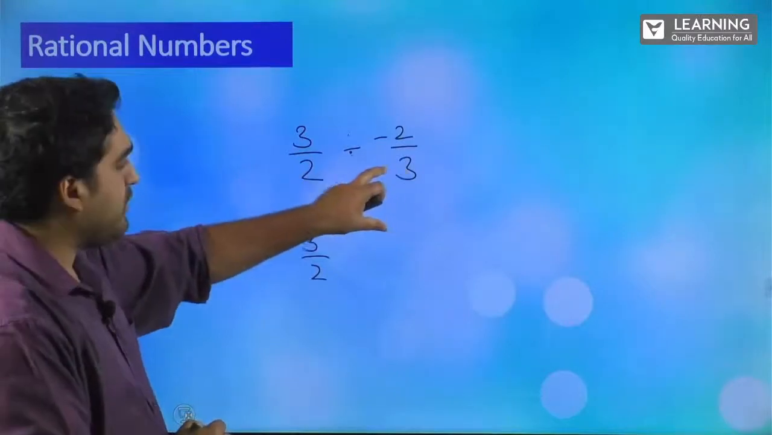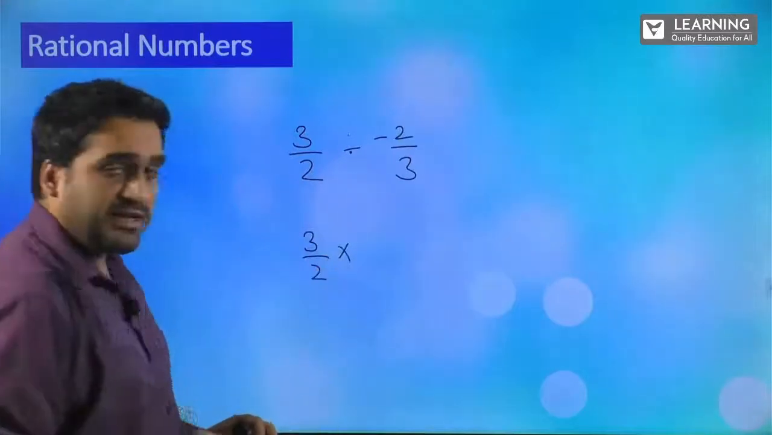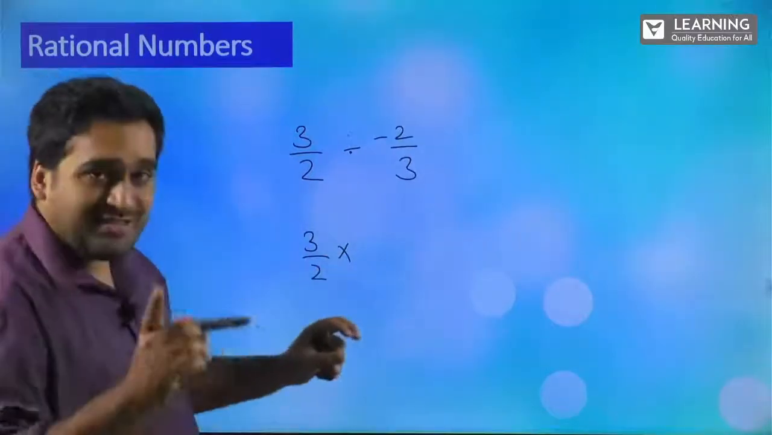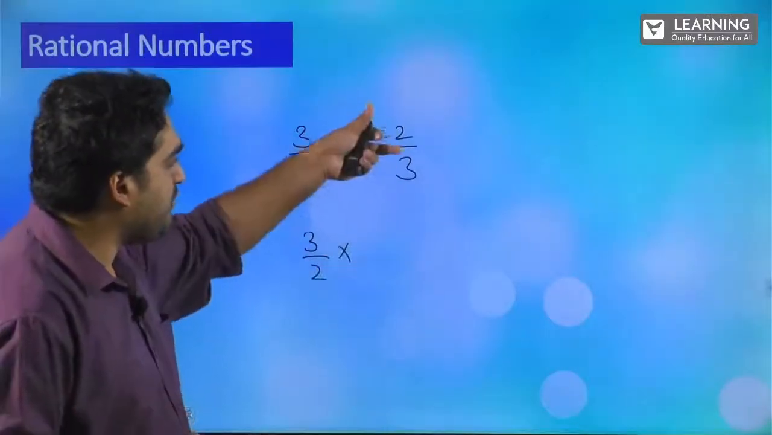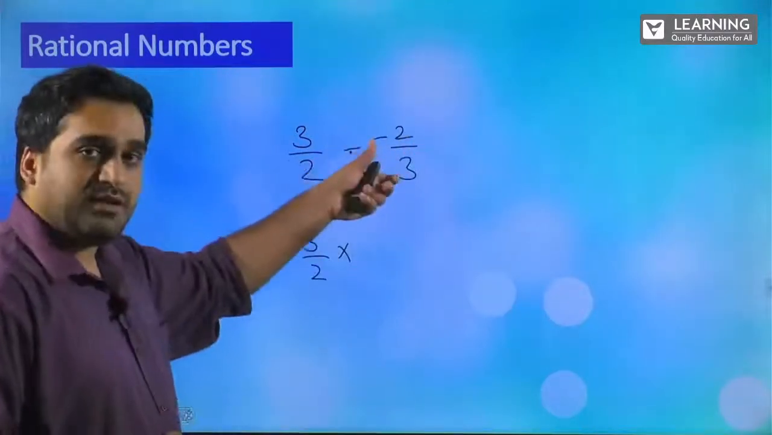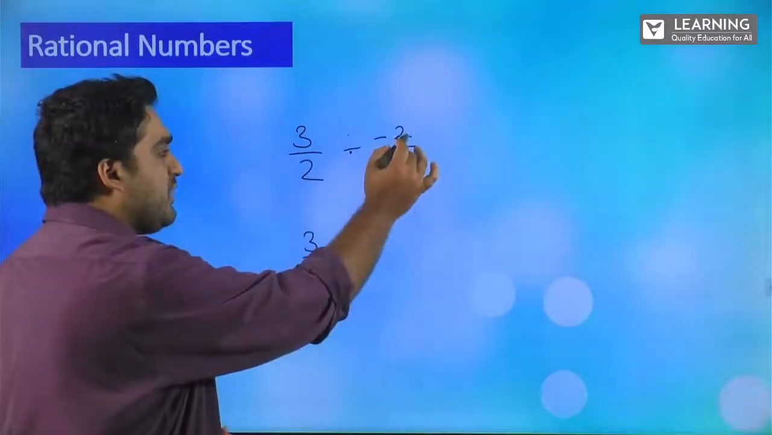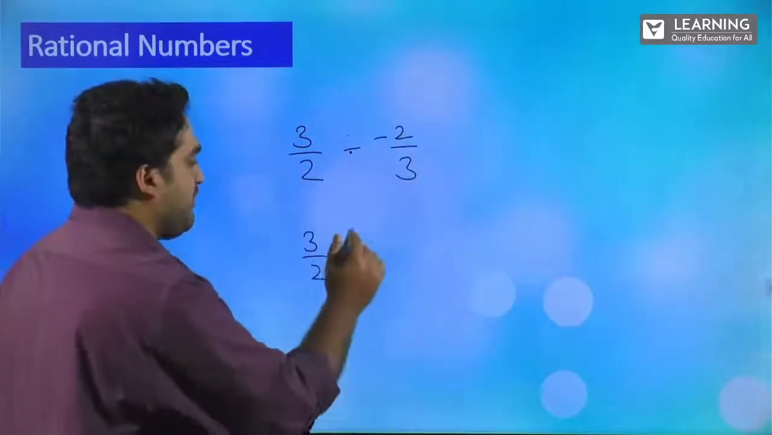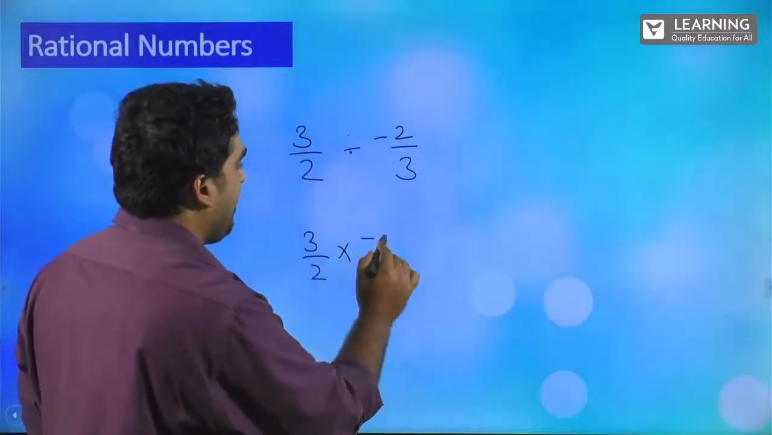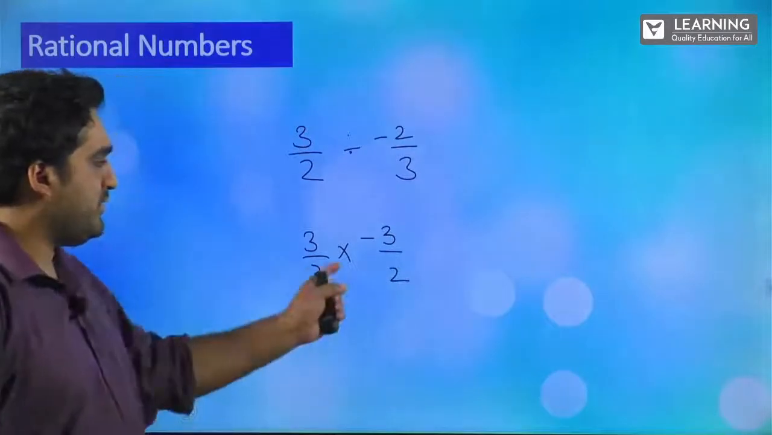The next part, what you need to do, change the division into a multiplication symbol, and as you do that, you need to reciprocal the given divisor. So reciprocaling meaning you have to change its position from denominator to numerator and numerator to denominator. So which becomes minus 3 by 2. You see?